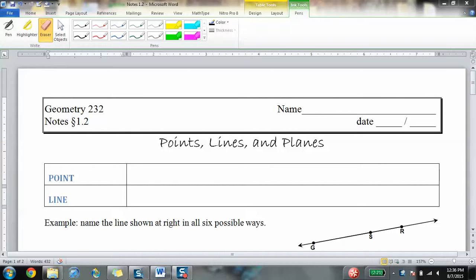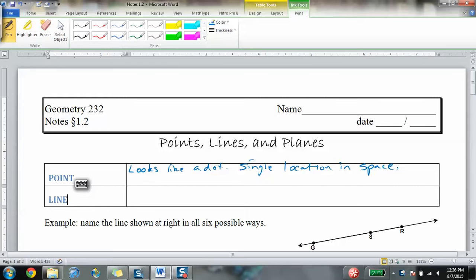So a point, it's pretty intuitive. It looks like a dot, that's how we represent it. The formal definition is that it is a single location in space. It technically has no size, it's infinitely small. And we name it with a single capital letter.